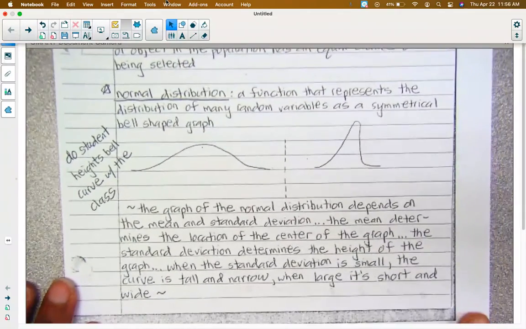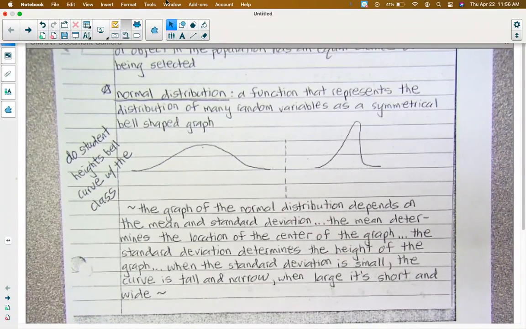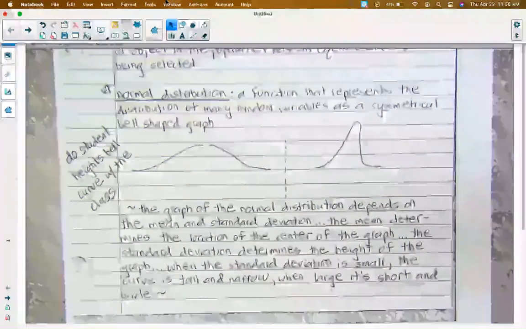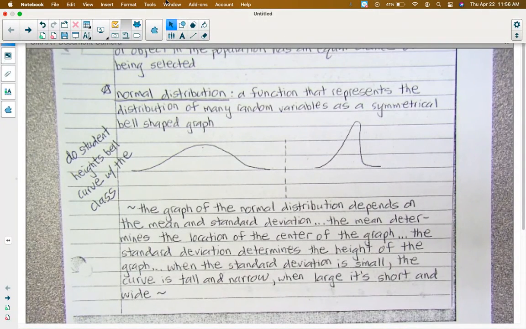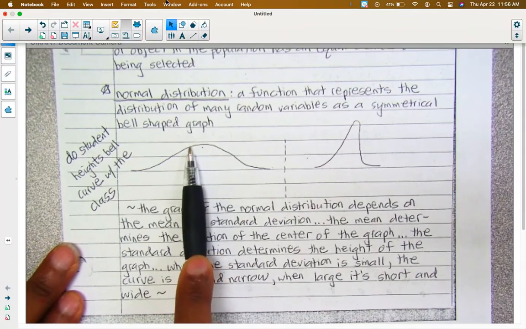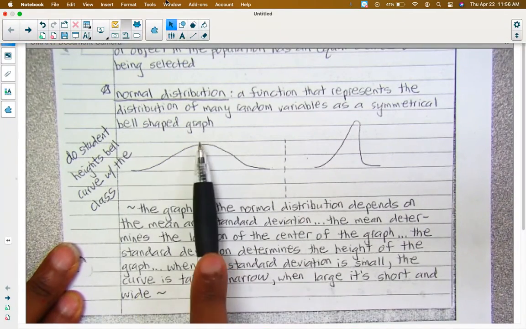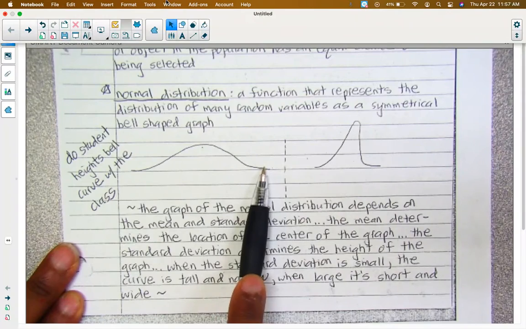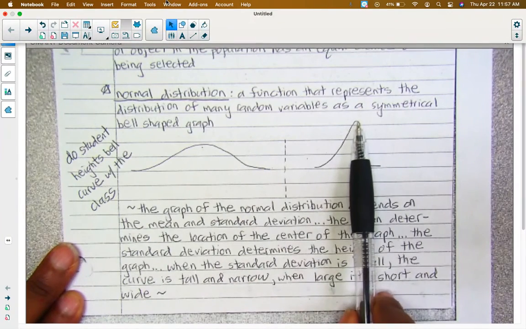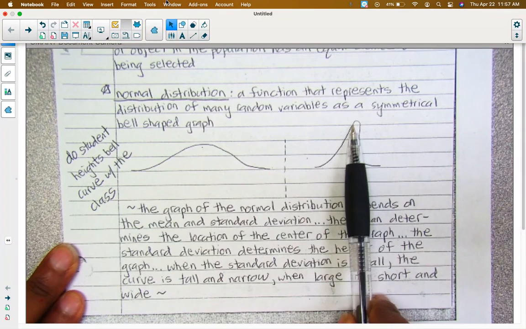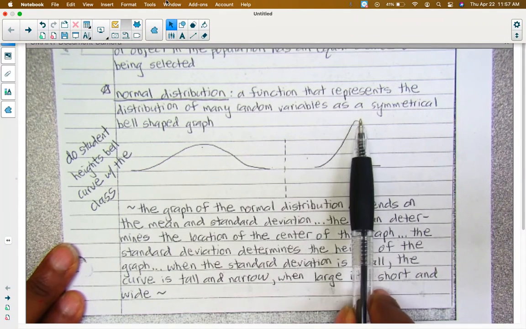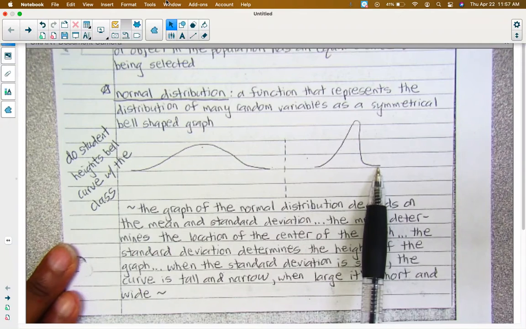All right, so this idea of normal distribution. I have a video linked here to YouTube that will explain a little bit more about normal distribution. Normal distribution is a function that represents the distribution of many random variables as a symmetrical bell-shaped curve. So it's symmetrical, so you can imagine a line right in the middle here. This side is going to be 50% of the data, and this side is going to be 50% of the data. Or your bell curve can be a little skinnier, but wherever your peak is, that's going to be 50% of the data to the left side, and 50% of the data to the right side.